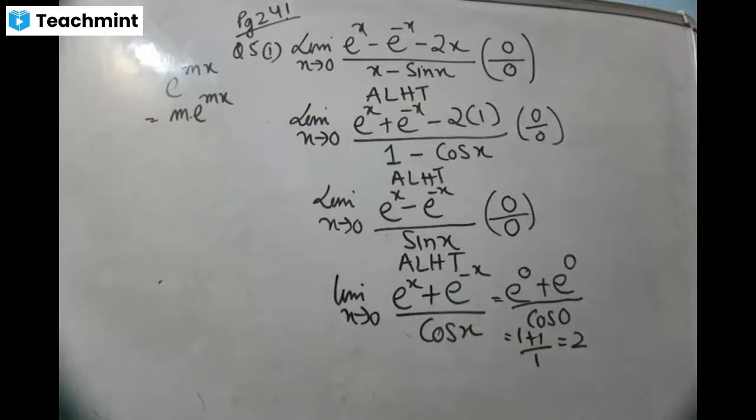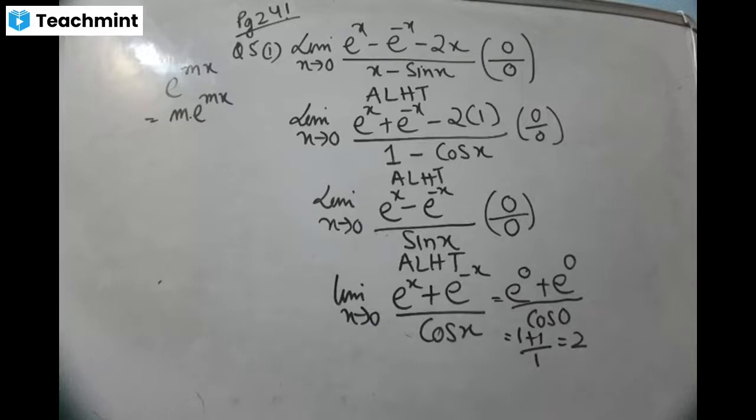So go through this question, everyone. This was an ISC question. Page number 241, question number 5, subdivision 1. So you can easily see the question is limit x tends to 0, e to the power x minus e to the power minus x minus 2x divided by x minus sin x. So you simply have to follow the method that I have taught you.